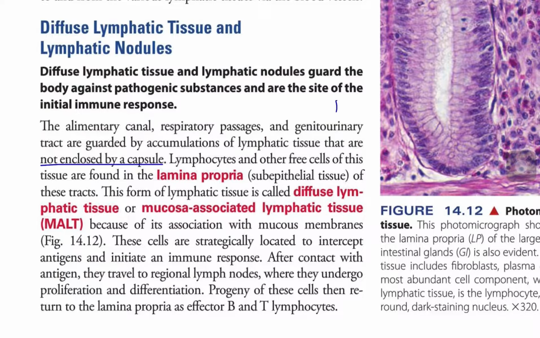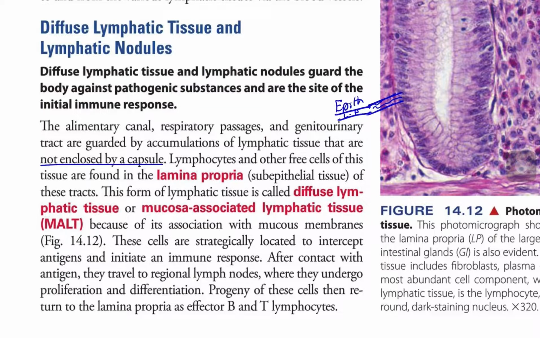So here we will have the epithelial cells, and under them we have the lamina propria. So in the lamina propria we have connective tissue. In this connective tissue we will have our lymphocytes and other free cells. As we know, in the lamina propria we have different types of cells.